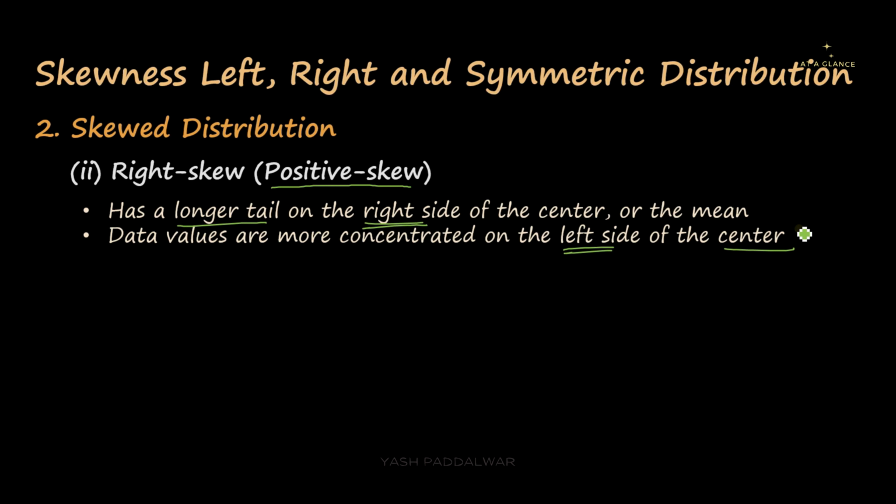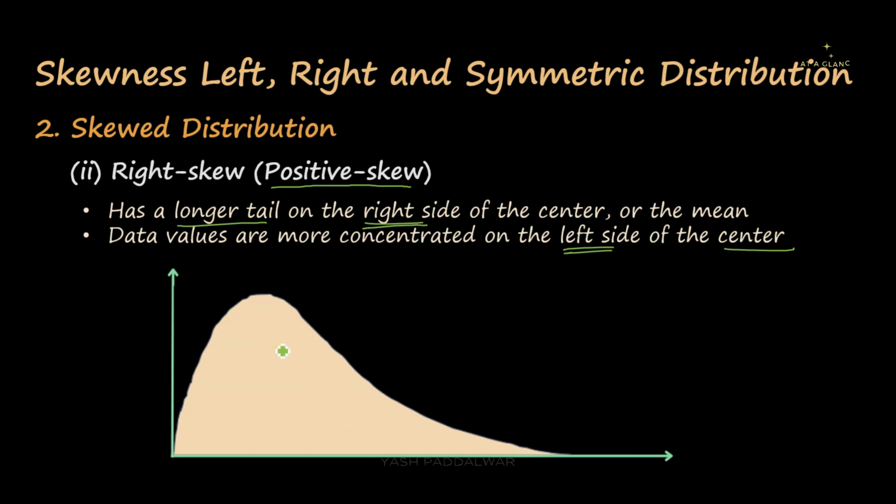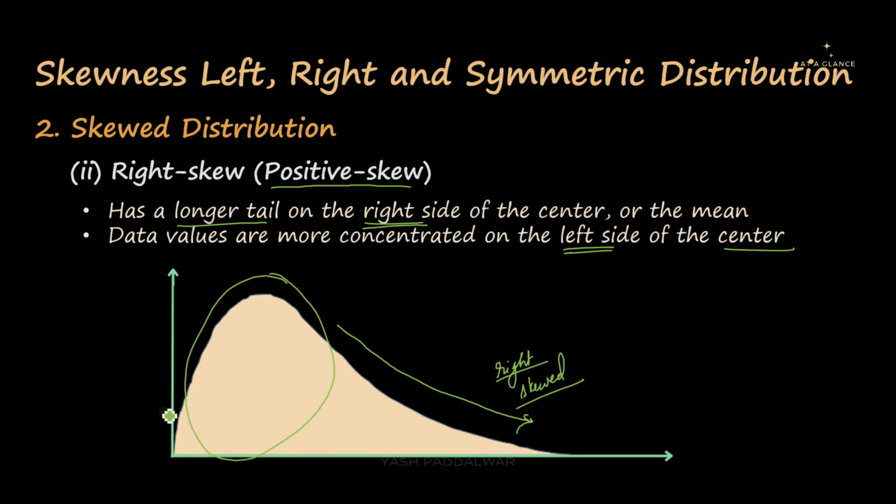Now let's have a look at an example of this distribution. You can see this plot. Over here you can see how the distribution goes. It has a longer tail on the right side. That is why it is called a right skewed distribution. And on the left side, you can see the concentration of data points is comparatively very high when we compare it with the right side. That is why this is called a right skewed distribution. It will always have a positive skewness value.